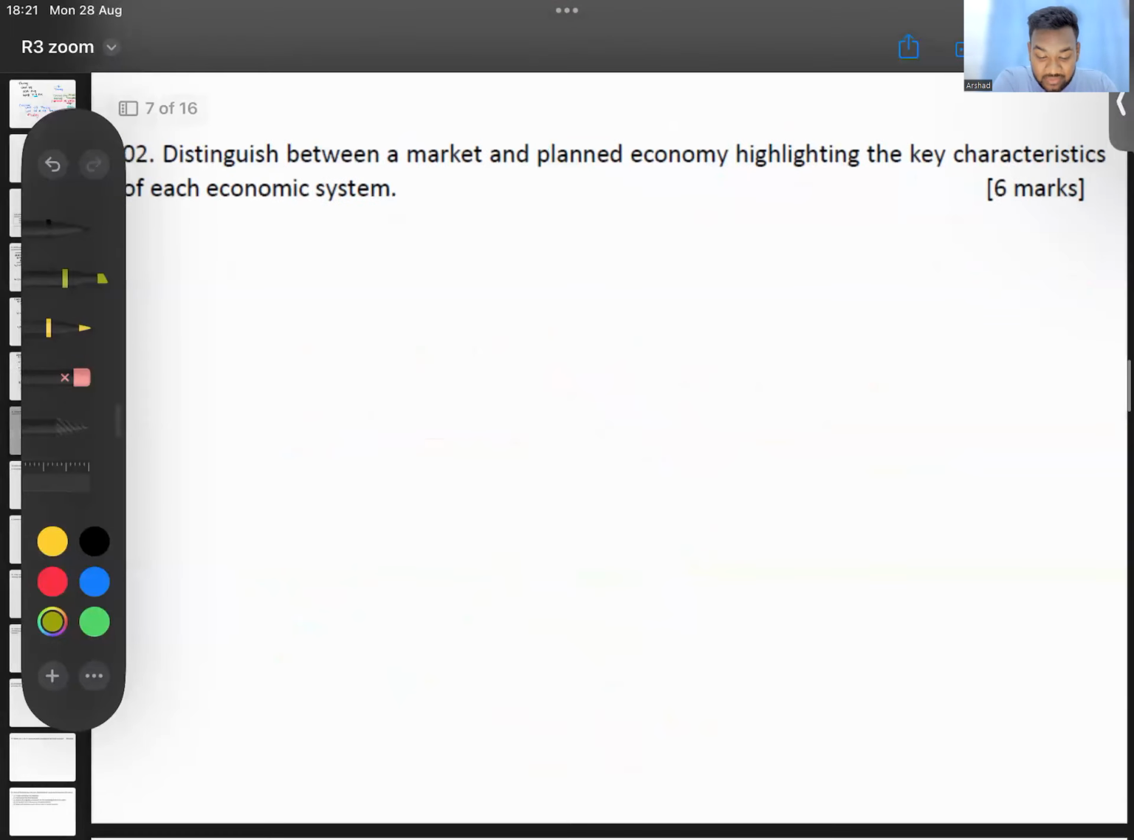Okay. Distinguish between a market and a planned economy, highlighting the key characteristics. All right, I'll come to the water thing at the end. Okay. Sorry about that.